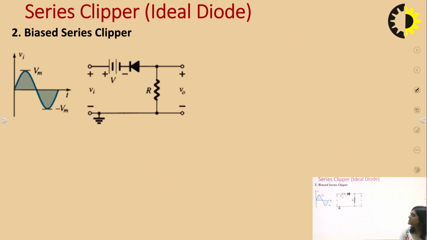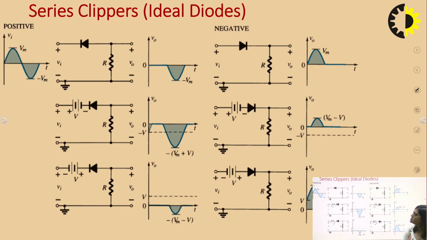Now this is another case. So here we can see this is the same case, I think, that I have seen in the previous case. So these are the 6 possible combinations that can be possible, like series clippers. In this case, we have discussed this in the first slide.